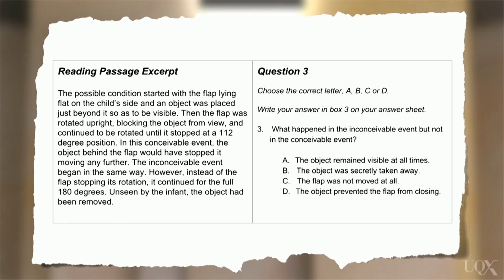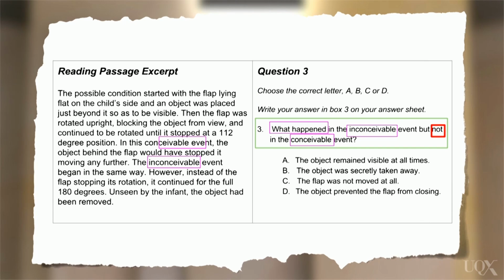On the left of the screen, there's an extract from a reading passage, and on the right of the screen, you'll see a multiple choice question. Check the instructions carefully. How many answers do you need to write? That's right, 1, either A, B, C or D. The instructions also tell you to write the letter in the space next to question 3 on the answer sheet.